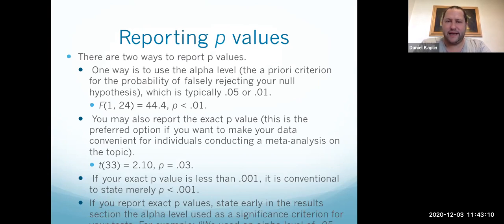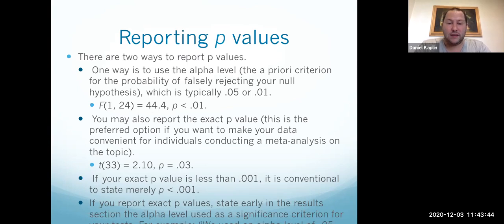In standard science, the alpha for rejecting the null hypothesis is 0.05, and in some cases 0.01. So you could report your p-value in the first case, p is less than 0.01. If you see F(1, 24) = 44.4, that's reporting an F value, and then p is less than 0.01. That's one way to write p-values.